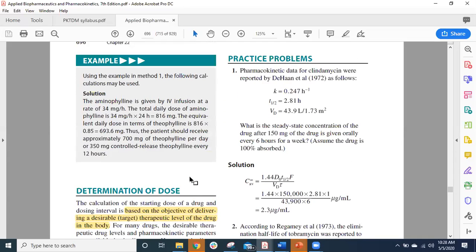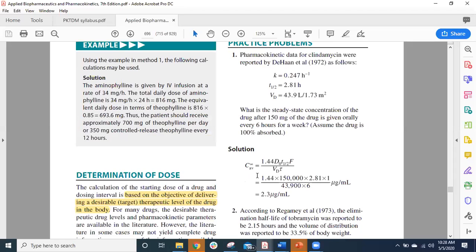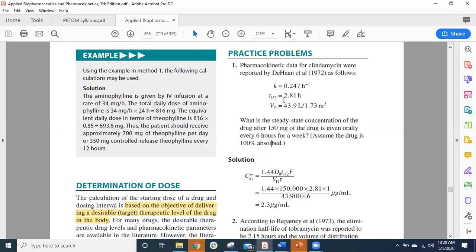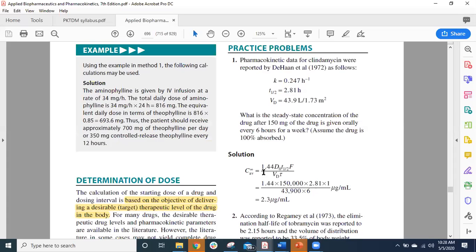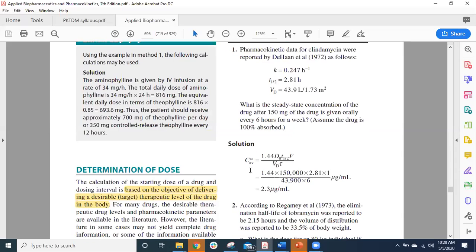Yes, sir. Okay, so this is one exercise. You can see what I was talking about. For example, here they have given you some data, for which volume of distribution they have given, and they are asking you to calculate. This is just for practice. You have to calculate the C average, that's the steady state concentration of the drug, and the dose is 150 milligram.